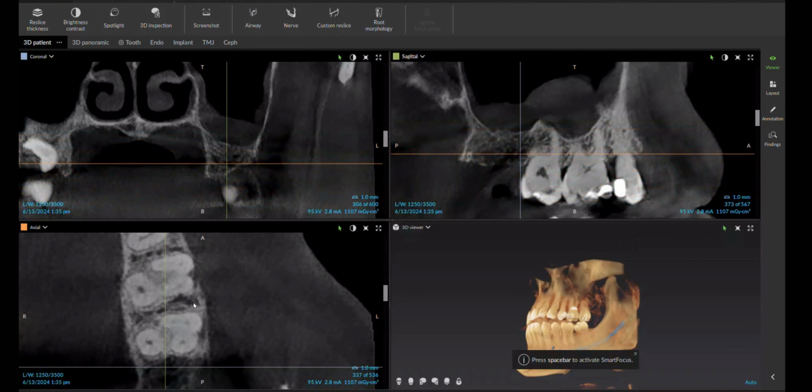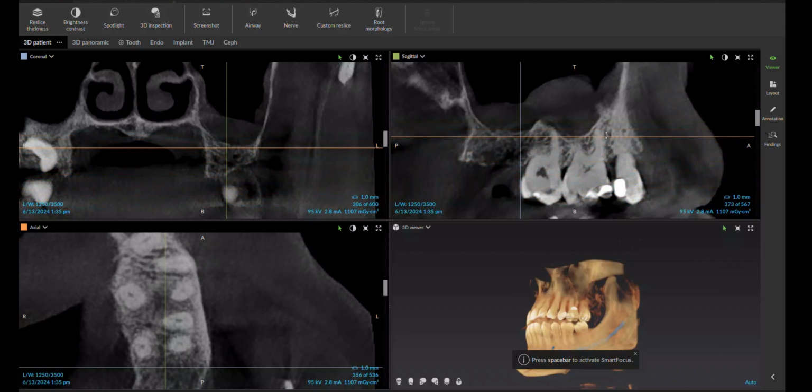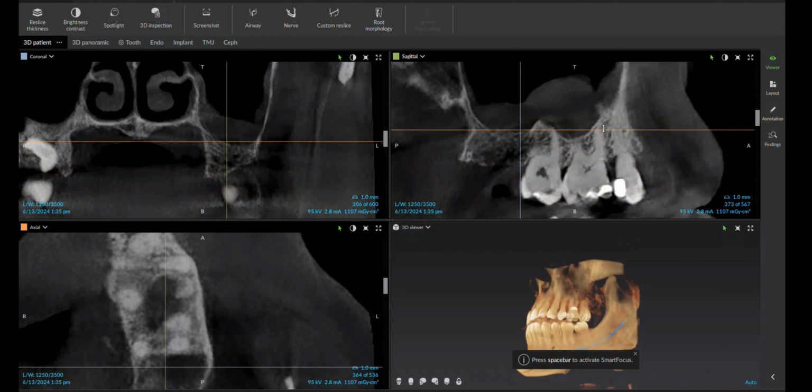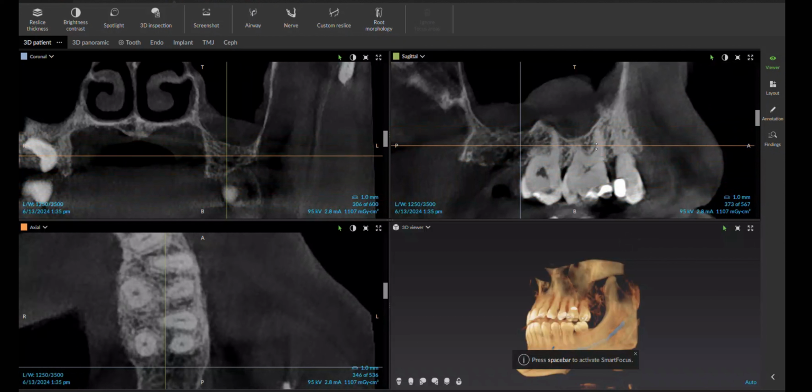This is very normal and very common. You're just going to have to develop the eye to know that that's just regular cancellous bone. Really, as I extend apically, I don't see anything abnormal around the root tips. And then the last view is this frontal view.